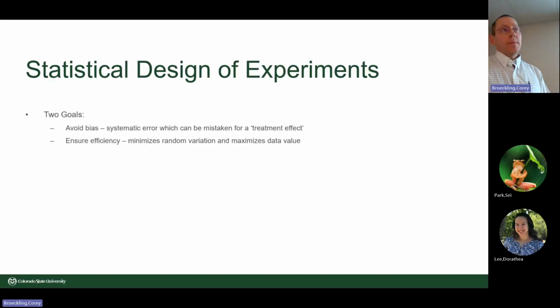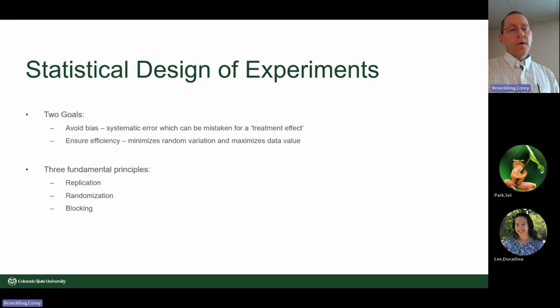And so in experimental design, this is nicely outlined as having two large goals. One is to avoid bias, where bias is a non-random source of error or a systematic error, which can be mistaken for a treatment effect. This is also referred to sometimes in statistical terms as confounding. And the second is that we want to ensure efficiency, where we minimize the random variation. And in doing so, we maximize our ability to detect all of the treatment effects that we're interested in detecting. And we can keep our study smaller by minimizing those random variance sources.